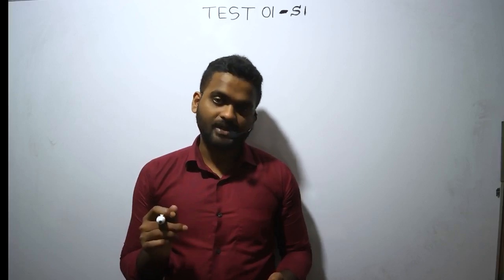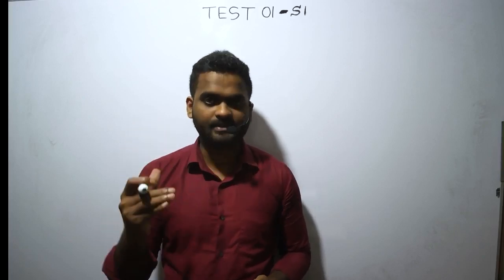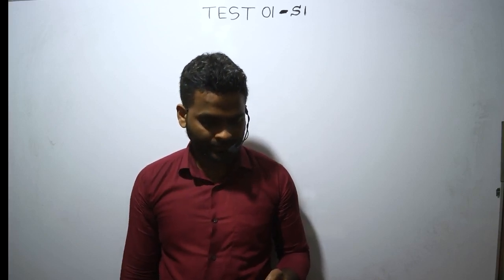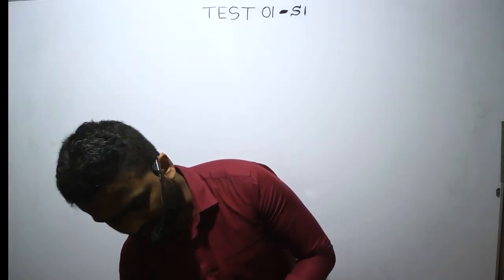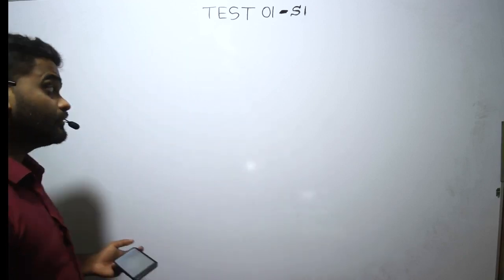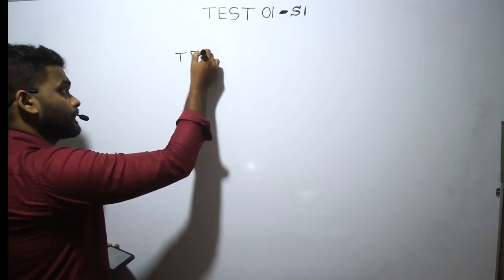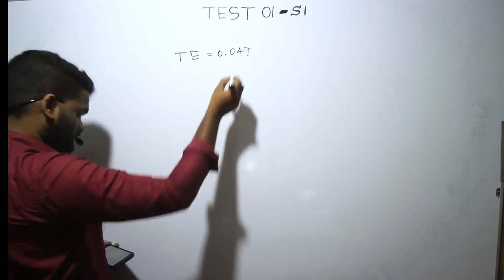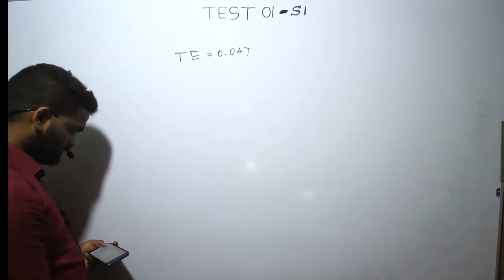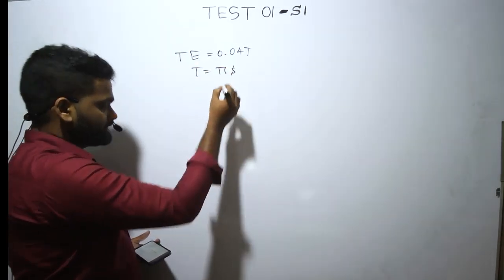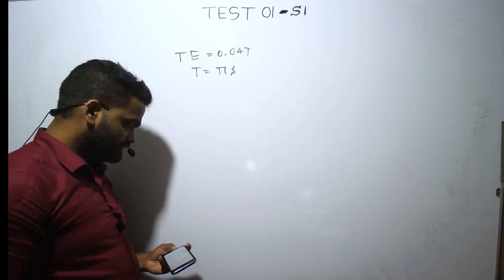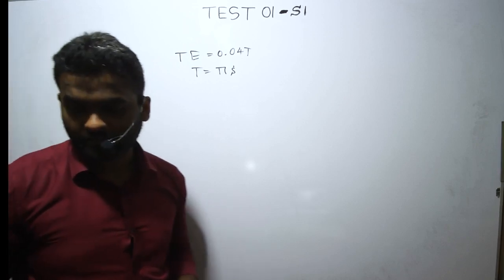Right, 12th question. After this one, the questions are based on energy, right? Energy of simple harmonic motion. A mass of 0.5 kilogram is in simple harmonic motion. Its total mechanical energy is 0.04 joules, and its time period is pi seconds. What they ask is amplitude, right?